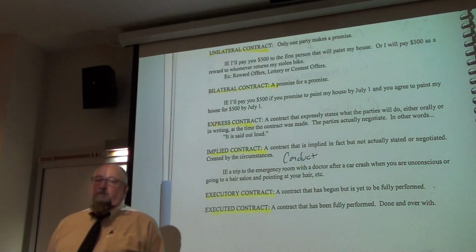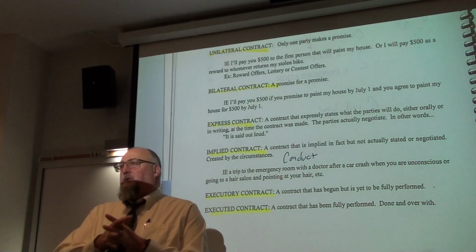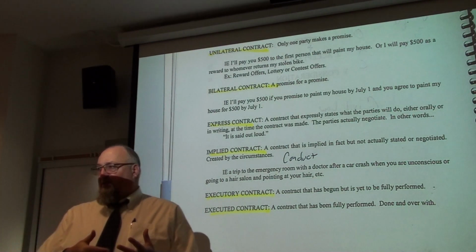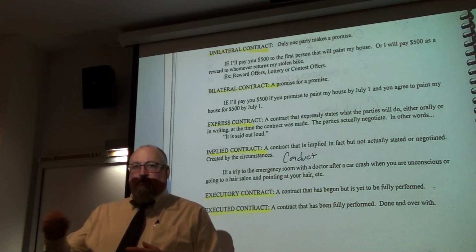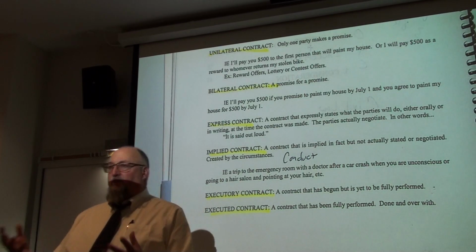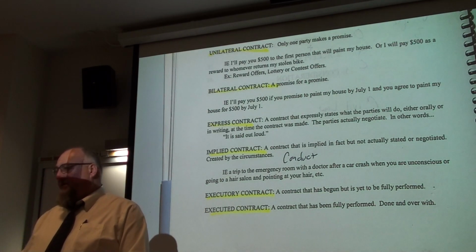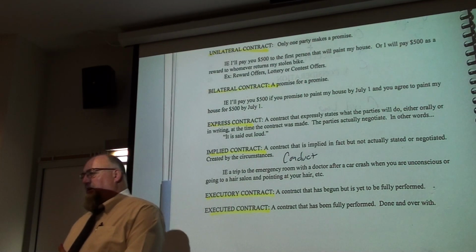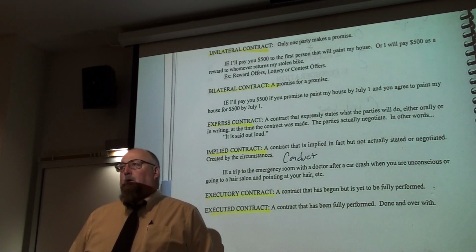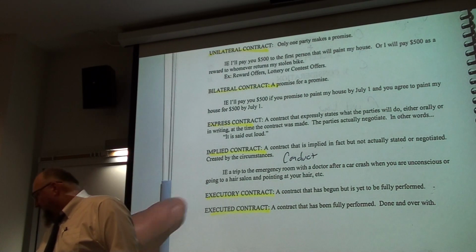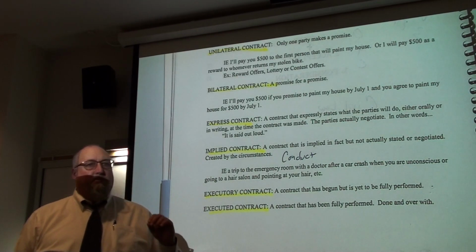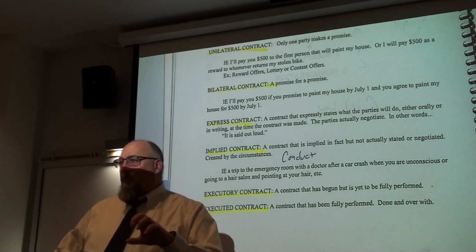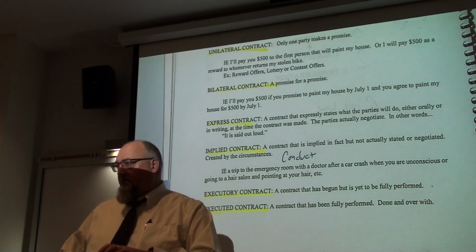Executory versus executed. The word execute in contract law is used in different ways. One way we use the word execute is to actually sign the contract. The contract was executed or signed by the parties on a certain date. But when I use the phrase executed contract in this context, it's a little bit different. What we are talking about, the difference between these two terms, is whether or not a contract has been completed. Has it been finished or not?